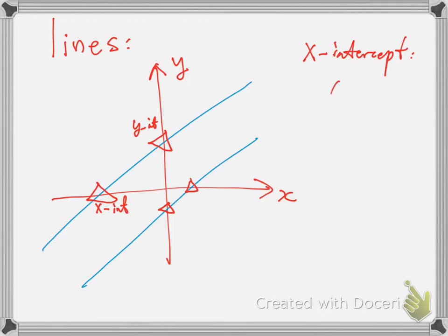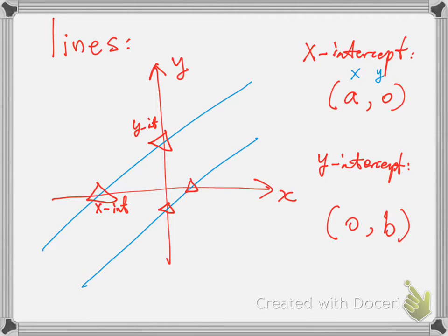So what's the x-intercept? The x-intercept only has an x part, so it's a, comma, 0. We're in the x and y coordinate plane, right? So this is the x part, this is the y part. The x-intercept only has an x part, number a, and the y part is 0. So what's the y-intercept? The x part is 0, and it only has a b, right? So that's the y-intercept. So the x-intercept has only an x part, and the y-intercept only has a y part.